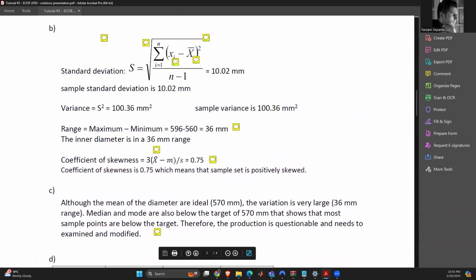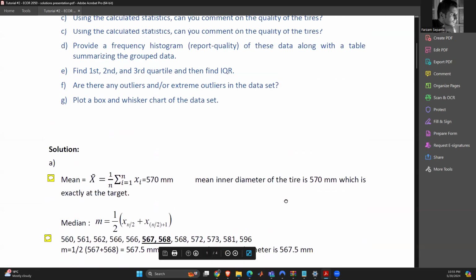Let me see if I have anything else to add here. I'm not sure. No, that's it. The main thing that you should remember.